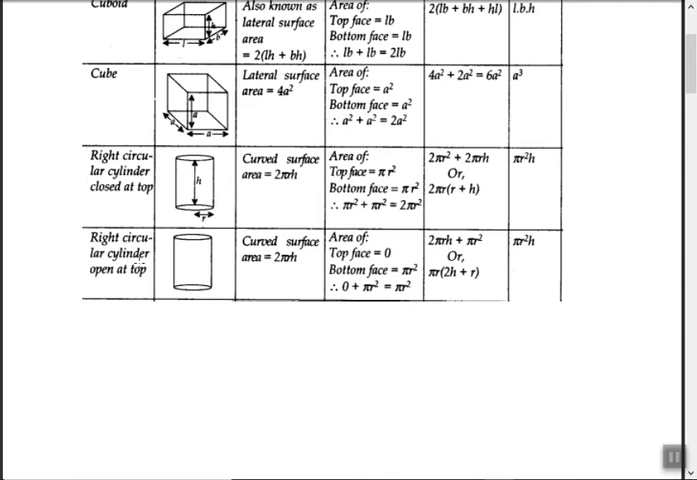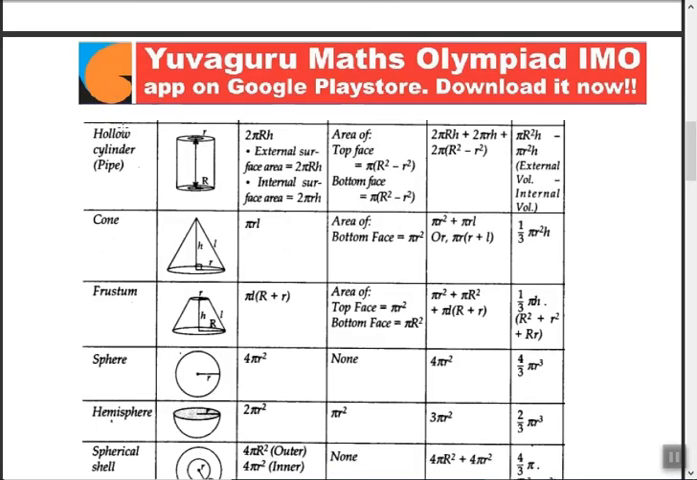Now write circular cylinder open at top, means there is no lid. Curved surface area is only 2 pi rh. Area of top surface equals 0, bottom surface pi r square. So total is 2 pi rh plus pi r square. And volume is pi r square into h. This won't change, either open or closed. If you take a mug and keep it open, the water remains the same, and if you close it, the water remains the same in it.